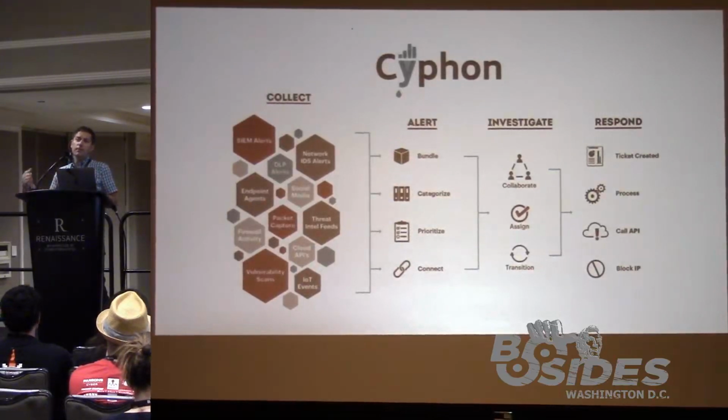Categorize them. Where did they come from? What's the priority of these alerts? And then finally, connect them to other data sources that are actually helping us to better analyze what's going on. Like, why did that alert fire? What action was taken? What action should be taken next?